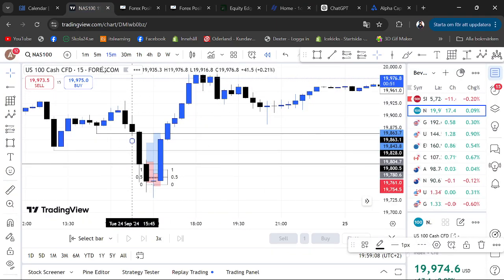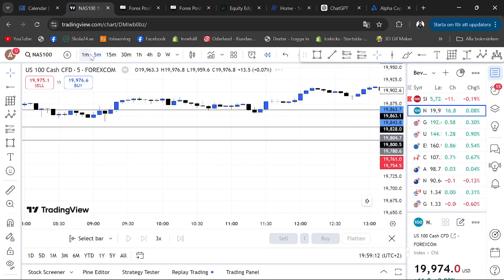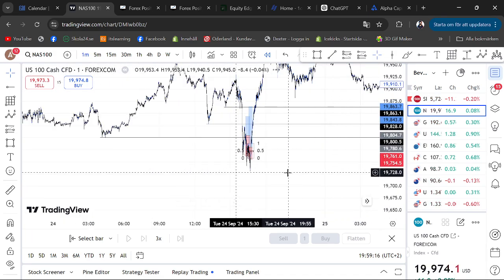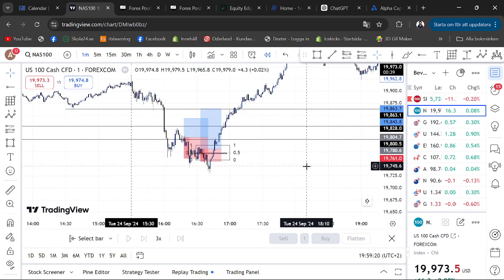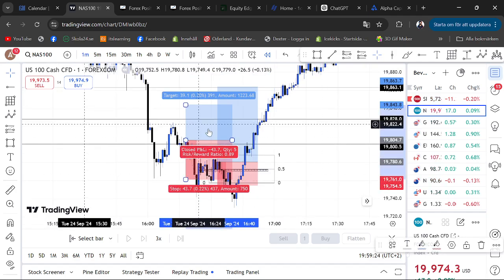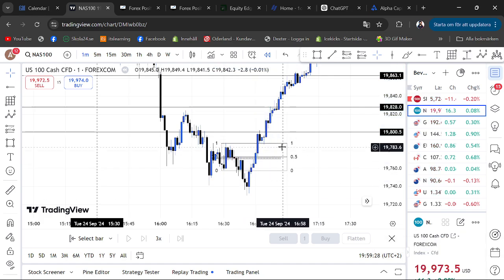Once the liquidity was taken out, I was just looking for confidence on the lower time frame to take a long position. But the trade did play out. I know I messed up, but my bias was correct, at least for that day. So let me just remove these and all of these. These are just some extra stuff.